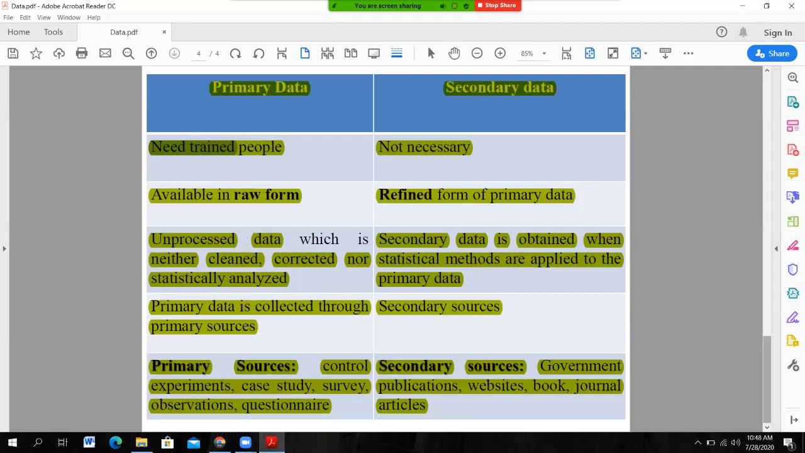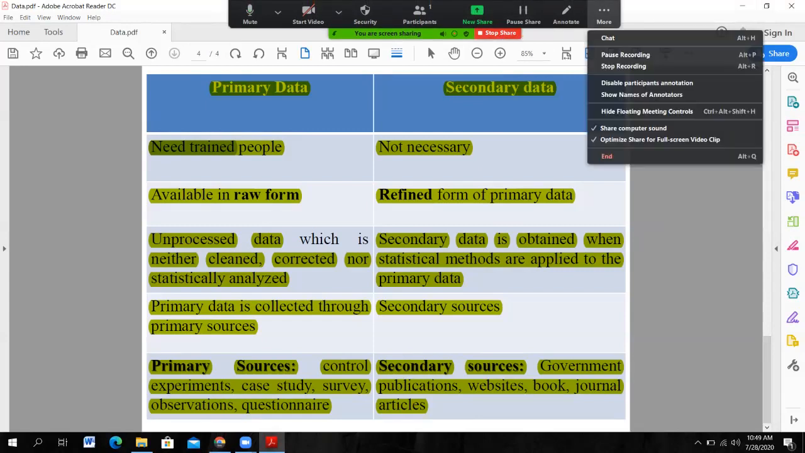So these are the basic differences between primary and secondary data. Actually, primary data is always available in raw form. Raw form means unprocessed data, which has not passed through statistical software for data analysis. When raw form of the data is processed statistically, then it is converted into processed or refined form, and that we call secondary data. So that is all about primary and secondary data.